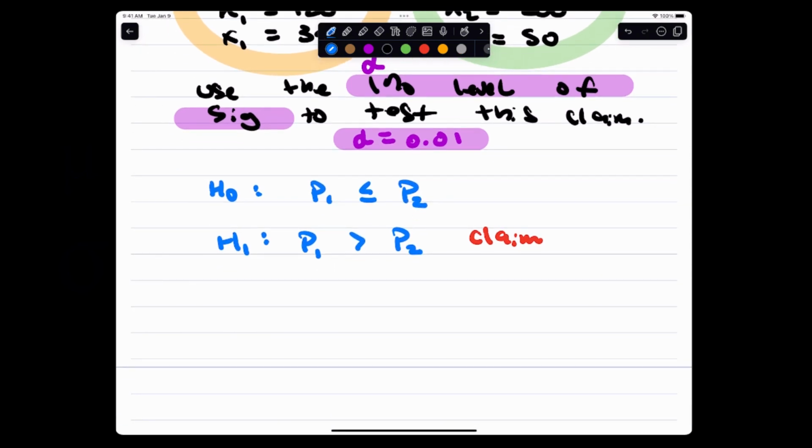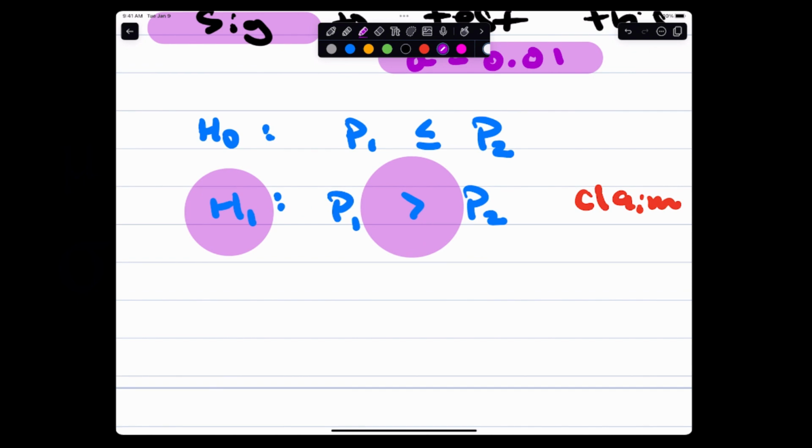So if I said to you, what kind of test is this? You always look at the alternate hypothesis. What direction is that pointing? Anybody want to tell me? Is that inequality pointing in what direction? This is a right tail test.